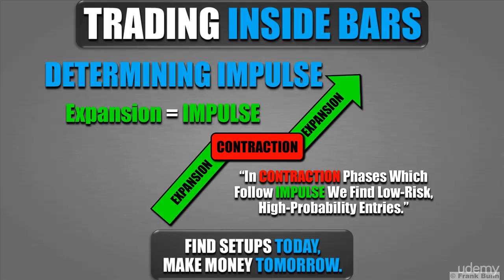Expansion is really impulse. The key market dynamic is expansion, contraction, and expected expansion in the direction of the original impulse. In contraction phases which follow impulse, we find low risk, high probability entries. That is the inside bar. We will couple this impulse with the specific IB pattern key in order to achieve our objective.